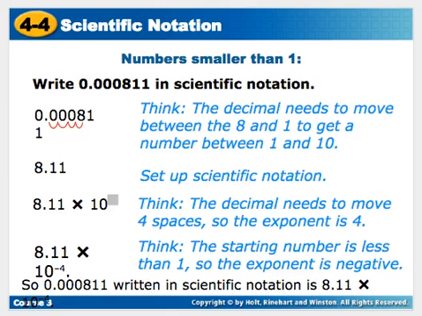This is another example of scientific notation. Since the number is smaller than 1, you already know that your exponent will be negative. You go through all of the same steps we talked about in the previous slides to arrive at your answer, which, as you see, will be 8.11 times 10 to the negative 4th power.